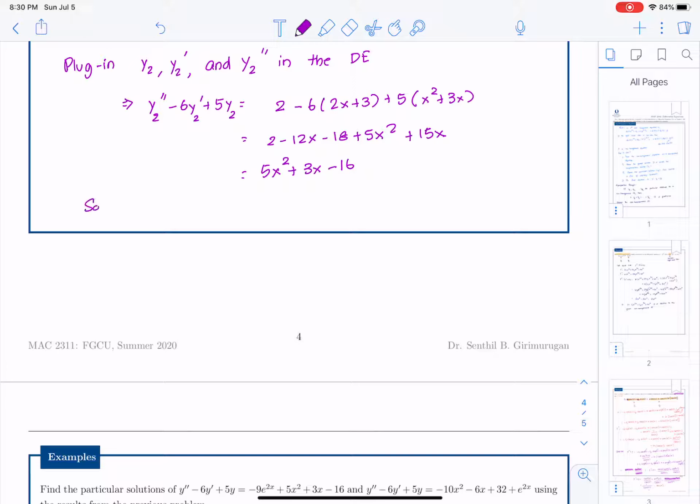So x squared plus 3x is a particular solution for y double prime minus 6y prime plus 5y equals 5x squared plus 3x minus 16.